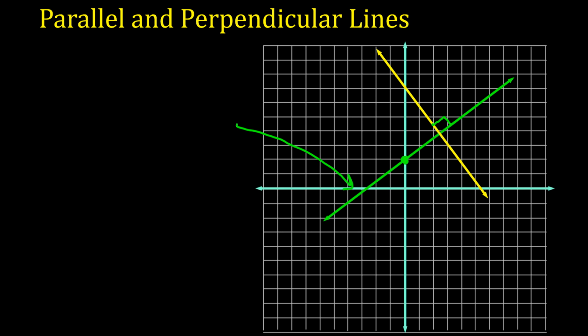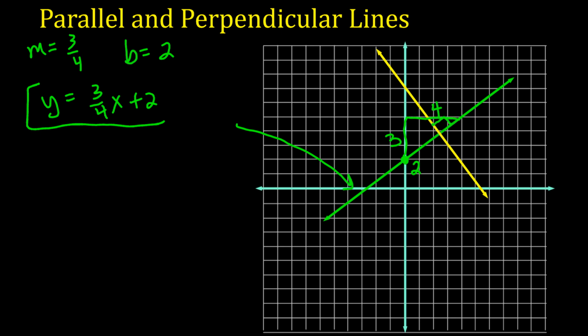This green line crosses up 2, that's the y-intercept, and then it looks like its slope is going to be up 3 over 4. So the slope on the green line is 3 over 4, and the y-intercept on this one happens to be 2. So the equation for this is going to be y equals 3 over 4 x plus 2. That's going to be the equation of the green line.